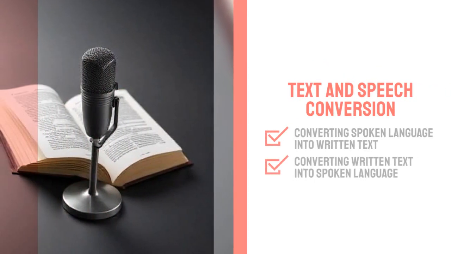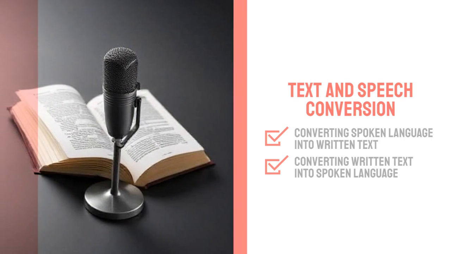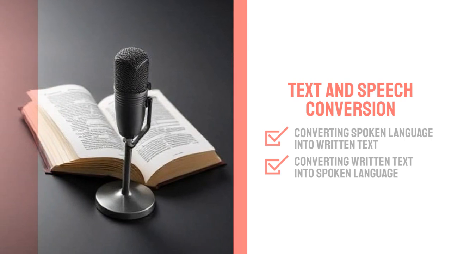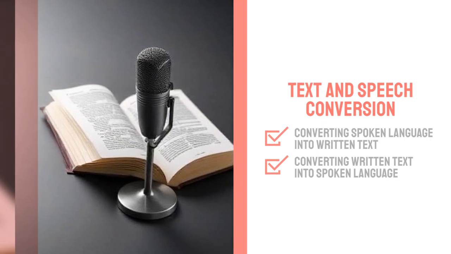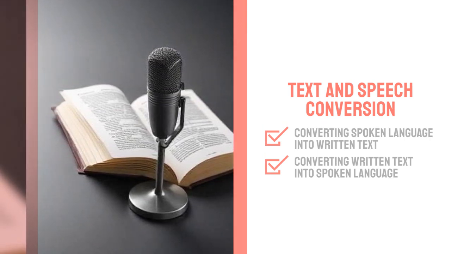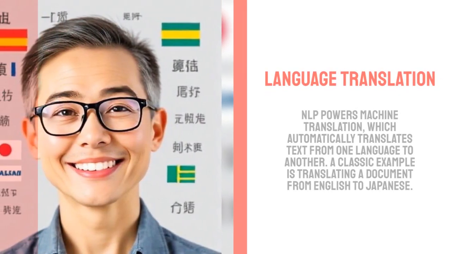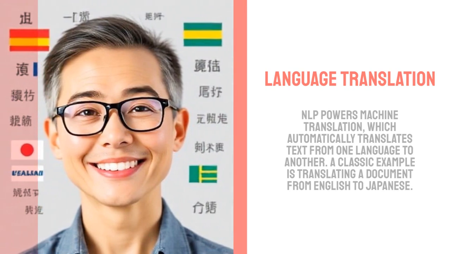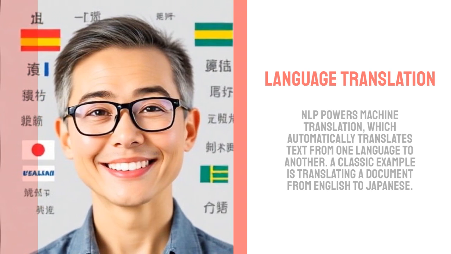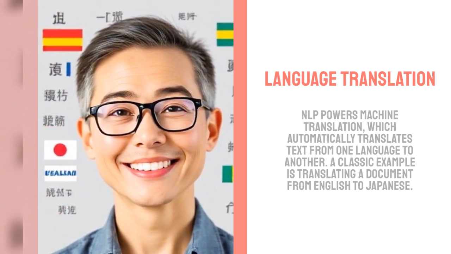Text and speech conversion. NLP allows for converting spoken language into written text, speech to text, and vice versa, text to speech. A common example is generating subtitles for videos. Language translation. NLP powers machine translation, which automatically translates text from one language to another. A classic example is translating a document from English to Japanese.